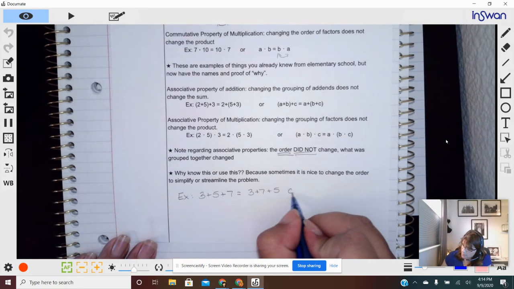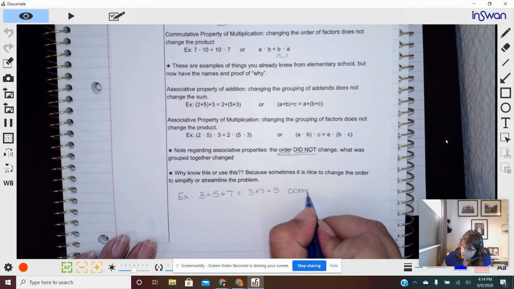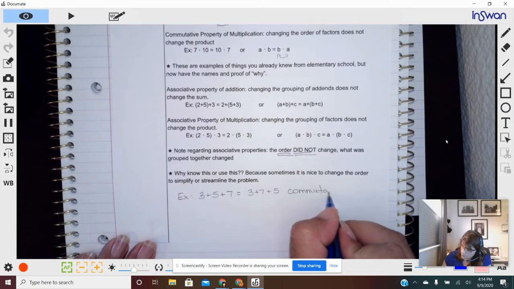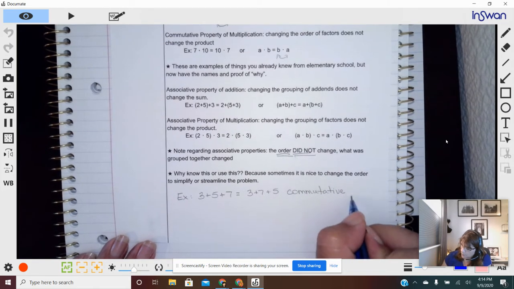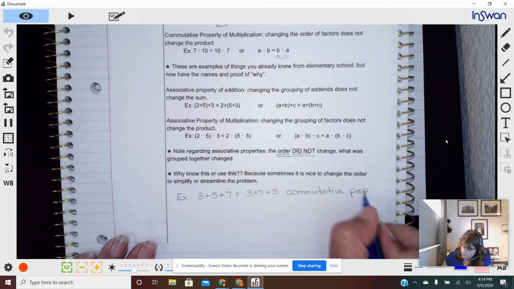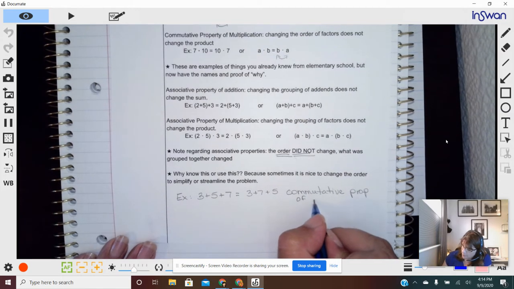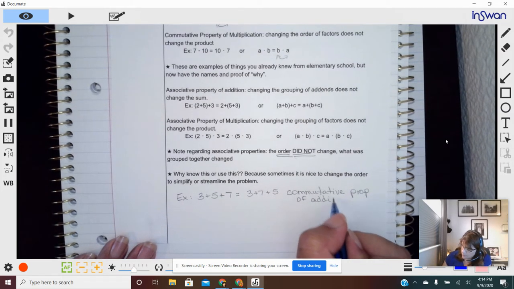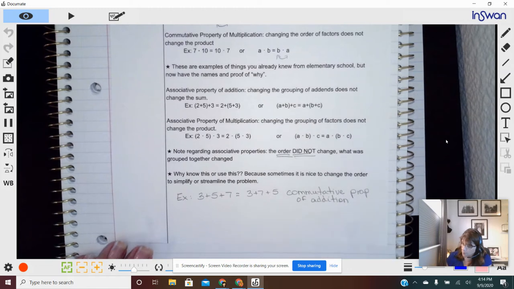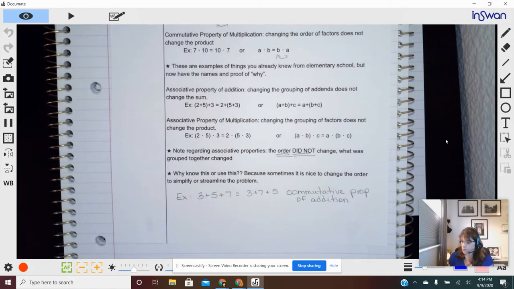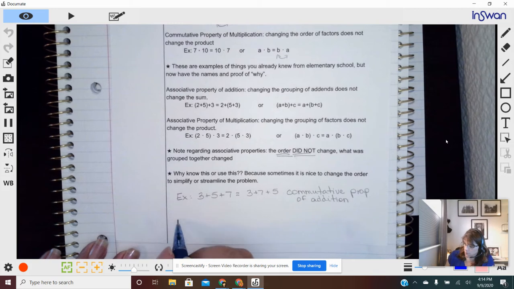And this would be an example of commutative property of addition. Same thing with multiplication. Maybe you just want to switch up the order to make it easier to multiply. But what about associative? So here's another example.